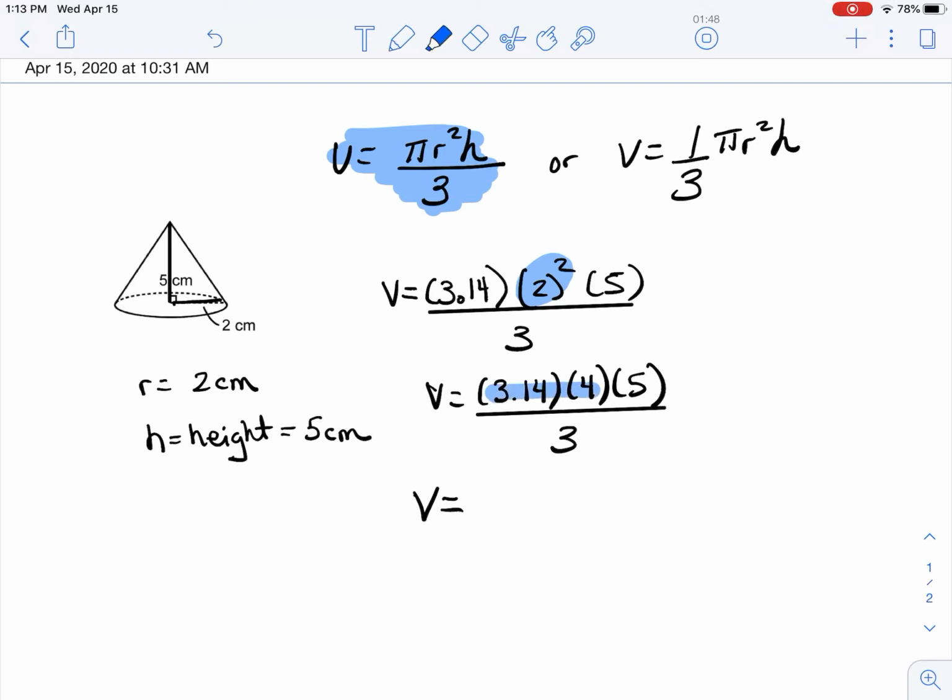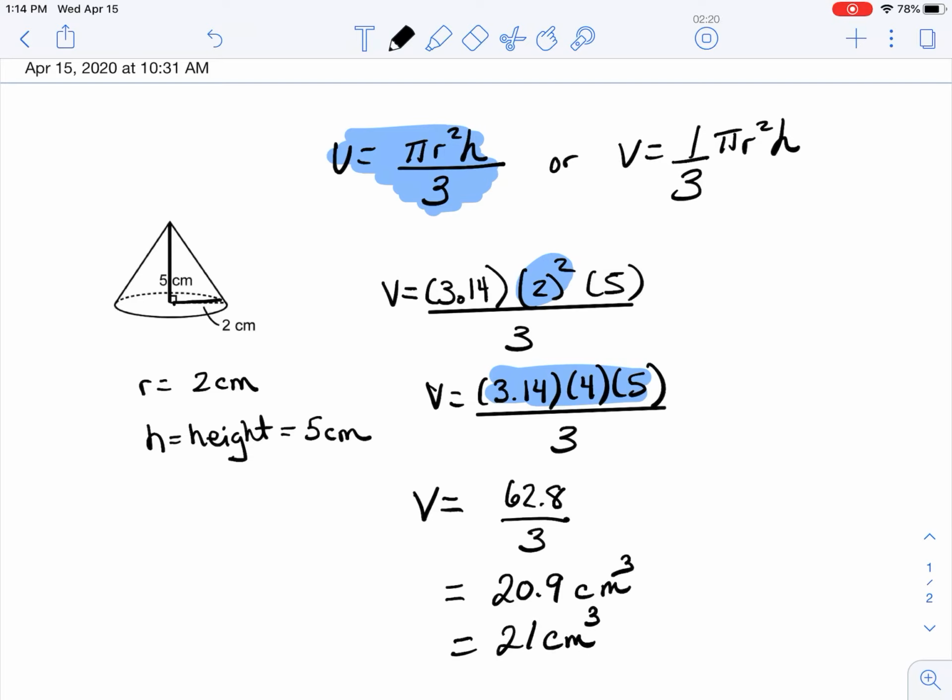So now, you can punch all this in at once if you'd like. I like to do it in 2 steps. So I'm going to multiply out on top here. If I did that correctly, 62.8. Oh, sorry about that. Let me get back to my pen. And then divided by 3. Now again, I like one decimal place. This one comes out to 20.9, but we can even round that up to 21.